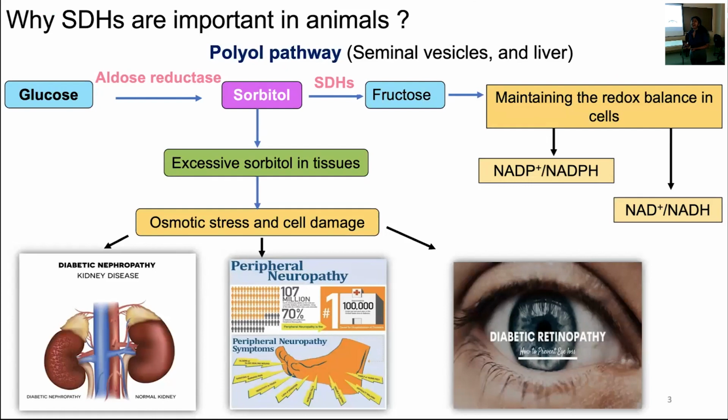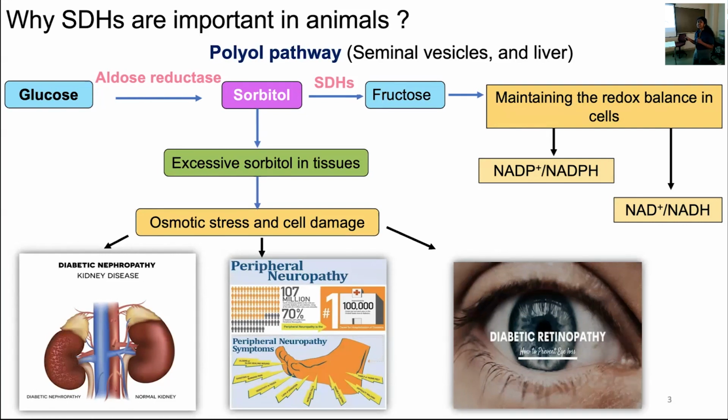Now I'm going to give you an idea about the importance of these SDHs in animals. In the polyol pathway, SDH appears as an intermediate enzyme, which converts glucose into fructose via sorbitol. In this pathway, making fructose helps the cells maintain their redox balance. At the same time, if sorbitol is excessively accumulated in the cells, you would see osmotic stress as well as cellular damage.